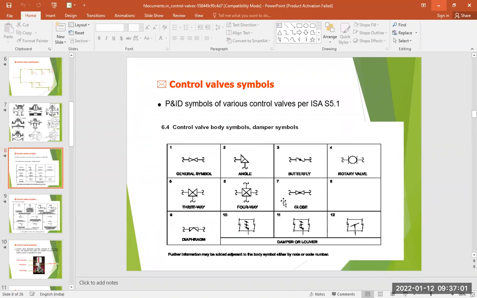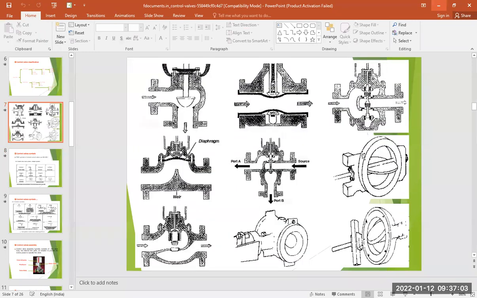Then we also discussed these different types of control valves in previous classes. This is a butterfly type of control valve. This is the angle type of control valve. This is the diaphragm type of control valve. This is a three-way control valve, and so on.